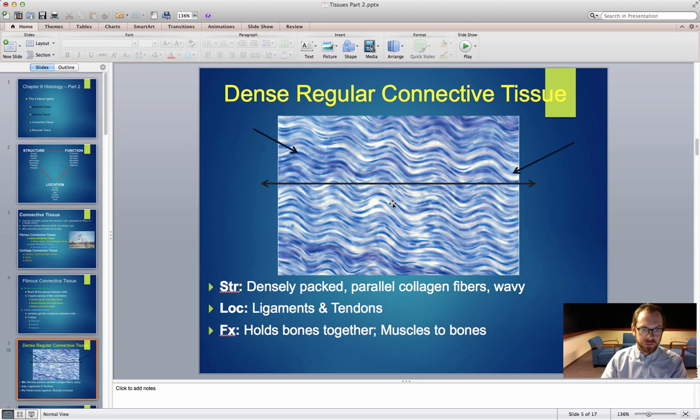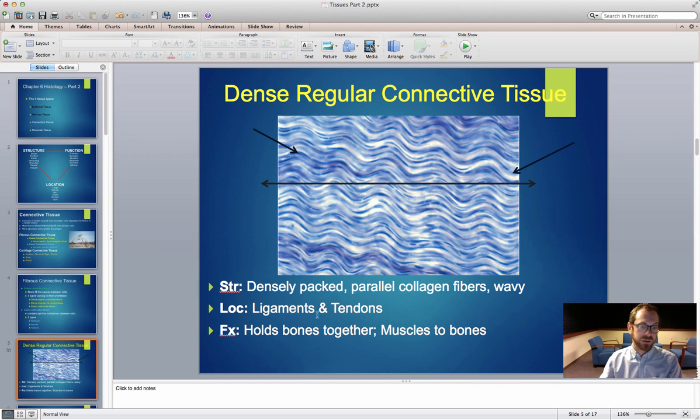So the structure of this connective tissue is densely packed parallel collagen fibers. Each of these individual fibers is called a collagen fiber, and it has this wavy appearance to it. We're going to find this tissue in ligaments and tendons. It holds bones together, that would be for a ligament, and it also holds muscles to bones, and that would be tendons. Because we have this densely packed parallel arrangement of collagen fibers, this tissue is going to be extremely strong in this parallel orientation. It's really strong unidirectionally.